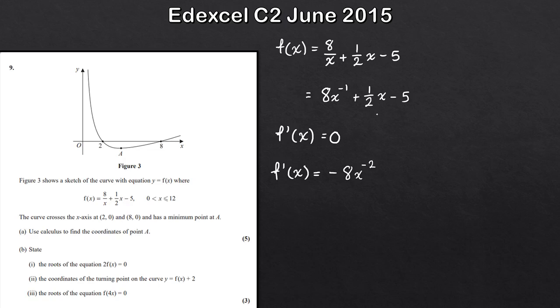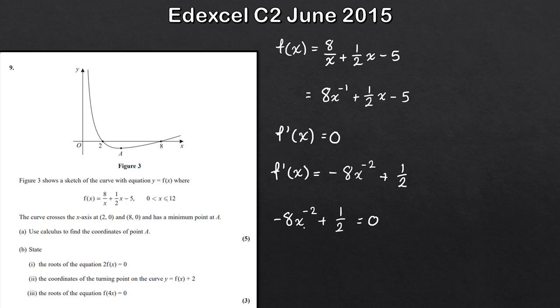If we're differentiating something like this, where it's just x and a constant, then we just get left with the constant here, so I just get a half. And then finally, if you differentiate a constant such as minus 5, this just differentiates to give you 0. Okay, so f prime of x is equal to minus ax to the minus 2 plus a half. So we need to set this equal to 0. So minus ax to the minus 2 plus a half is equal to 0.